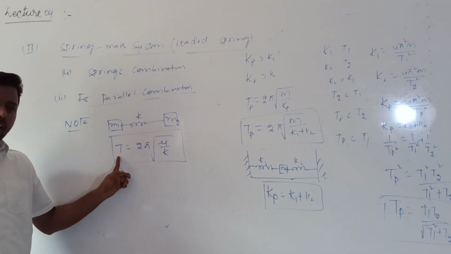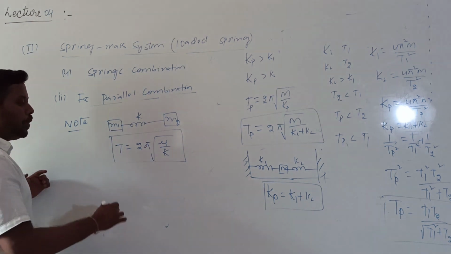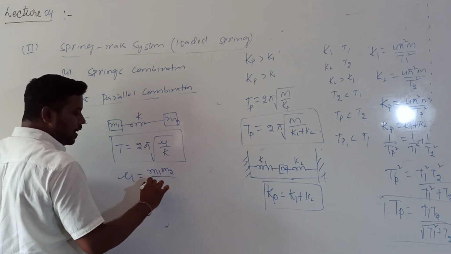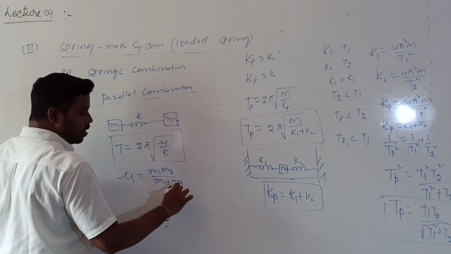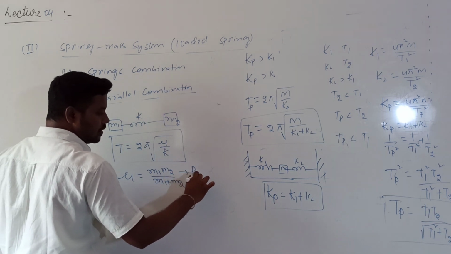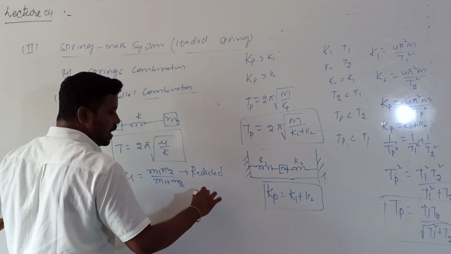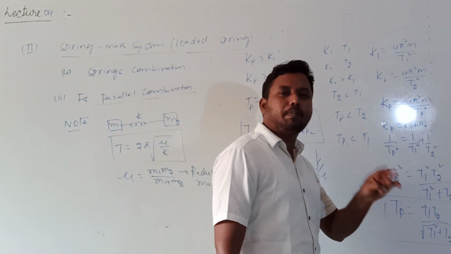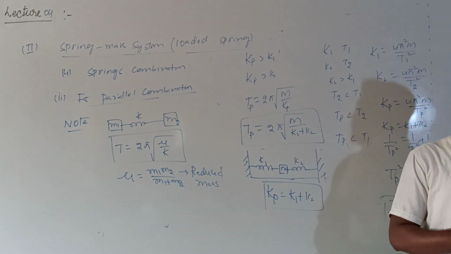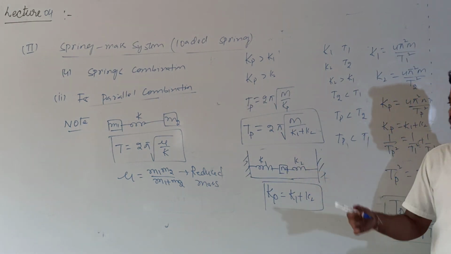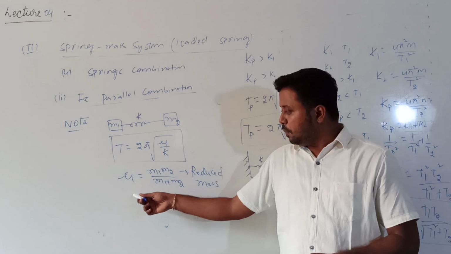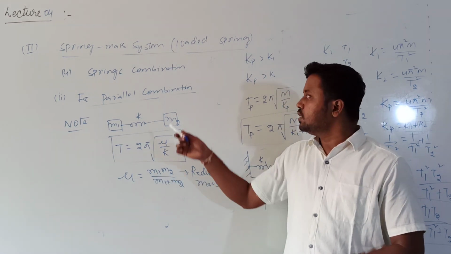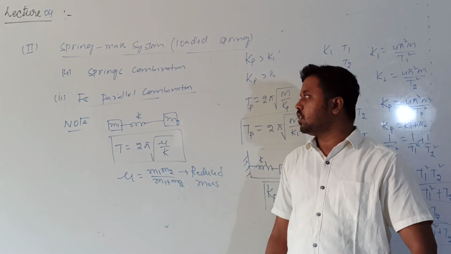So, what is the T formula? 2 pi into root over mu divided by K, where mu is m1 into m2 divided by m1 plus m2. This mu is called the reduced mass. So what is the name of mu? Reduced mass. Whenever two blocks are connected by the same spring, it will act like a single system or single block. That single block mass is given by mu. Mu is m1 into m2 divided by m1 plus m2. So this is for connecting two blocks only.